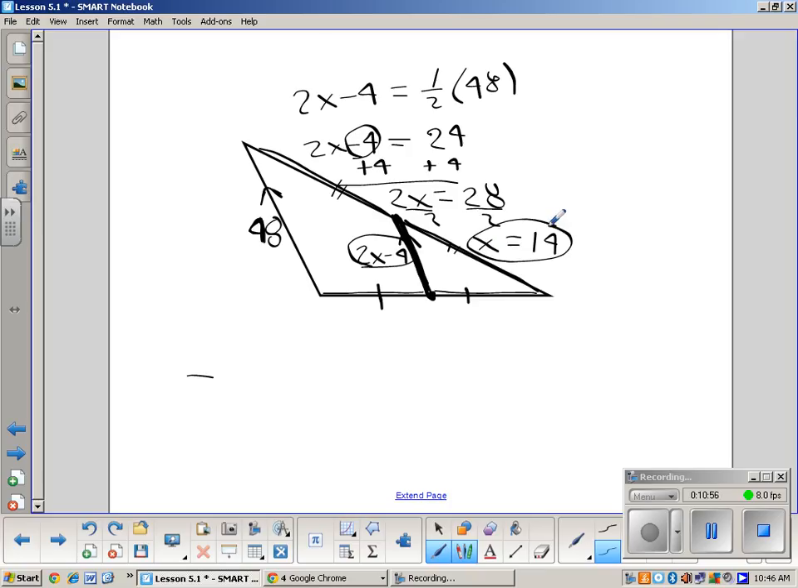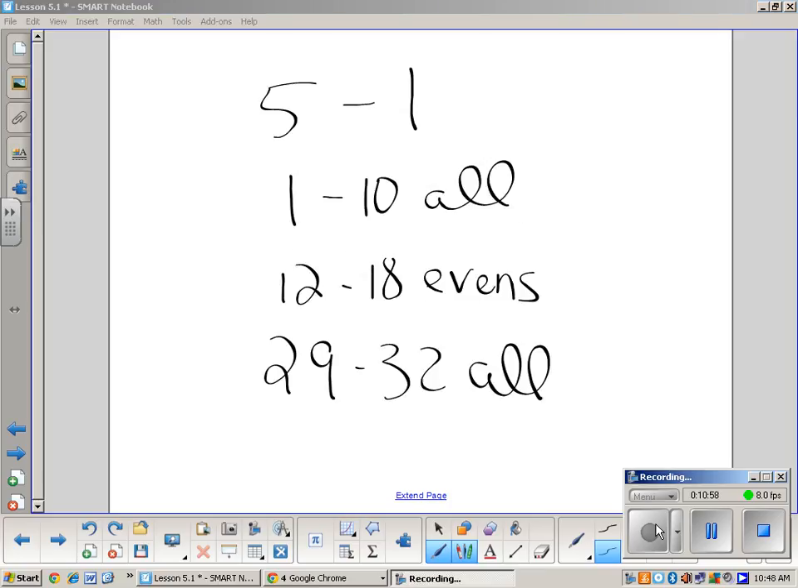Okay? Your assignment, if you choose to accept it. Anyways, this is the assignment. The assignment is 1 to 10 all, which we've already done a couple of these. We should only do 12 to 18 even, and 29 to 32 all.